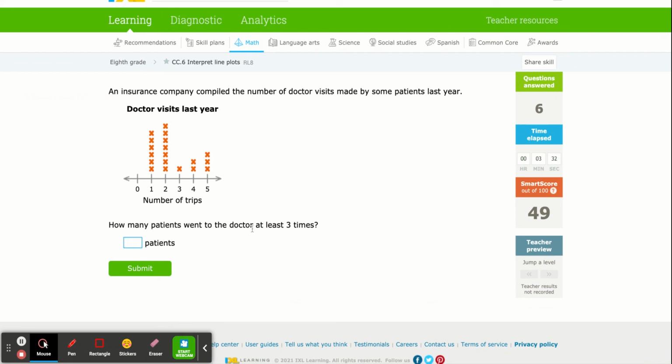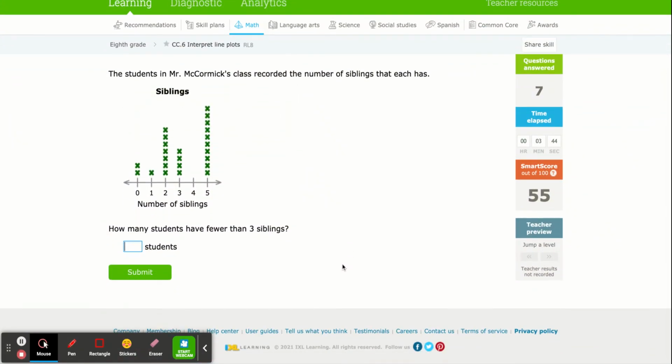How many patients went to the doctor at least 3 times? At least. So 3 or more. So 1, 2, 3, 4, 5, 6. 6 people. And most of you are going to be missing these because you're not being careful and reading. So I'm just trying to teach you to be careful.